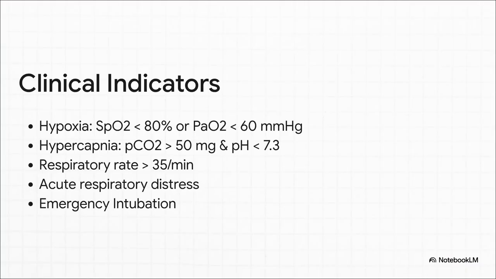Now, as you know, accurate coding always starts with the raw data the physicians are looking at in the chart. So what exactly does acute respiratory failure look like on paper? Basically, you're on the hunt for a few specific clinical indicators that prove gas exchange is failing. First up, we've got hypoxia. You'll see this as an SpO2 of less than 80% or a PaO2 dropping below 60 millimeters of mercury. Next is hypercapnia, or respiratory acidosis, which is flagged by a PCO2 greater than 50 millimeters of mercury coupled with a blood pH of less than 7.3. You'll also want to watch out for physical signs, like a respiratory rate soaring over 35 breaths per minute, clear signs of acute respiratory distress, and, of course, if the patient requires emergency intubation.